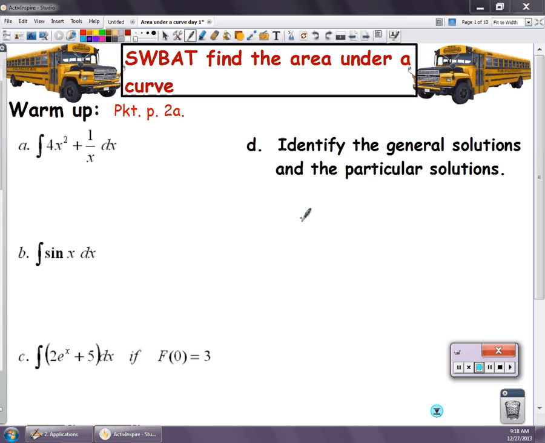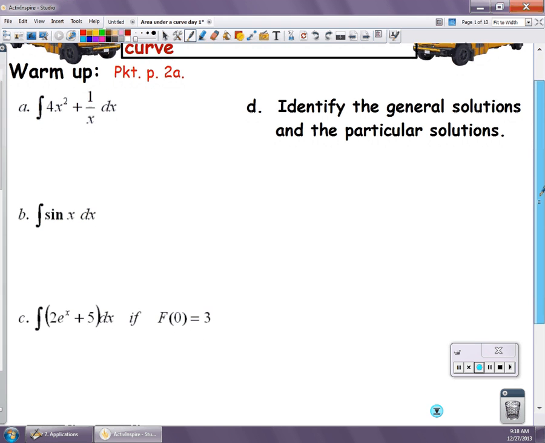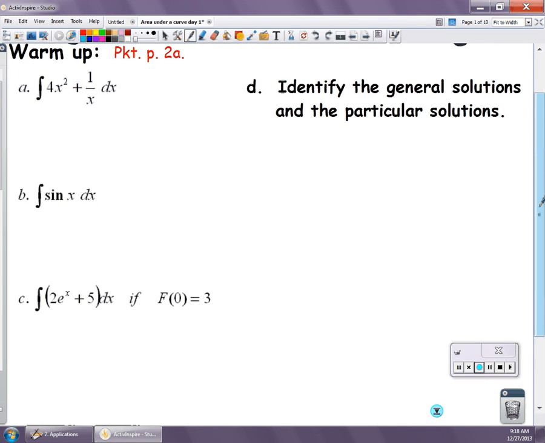In this warm-up, we're evaluating indefinite integrals. We're finding the antiderivative of some functions, and in the first function, we're finding the antiderivative of 4x squared, so we're going to reverse the power rule. We'll get 4x cubed divided by the new power over 3.